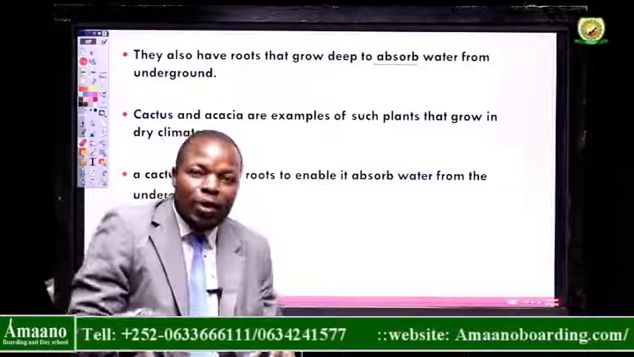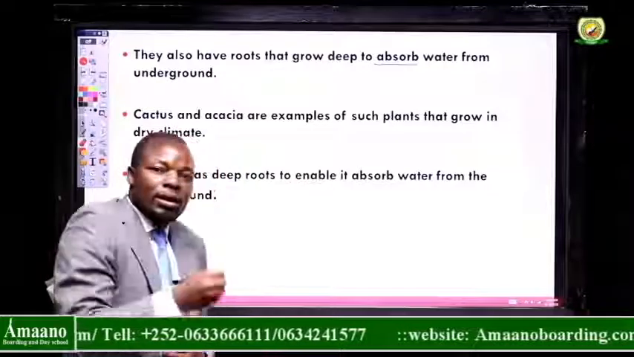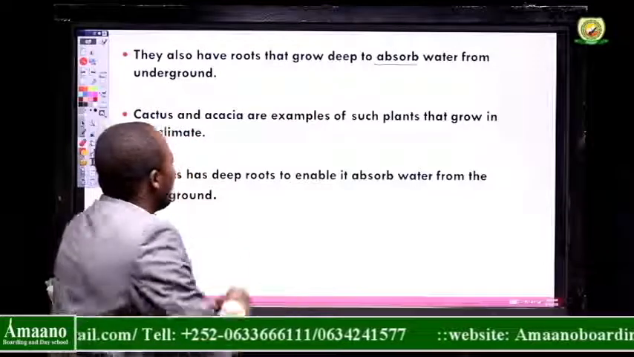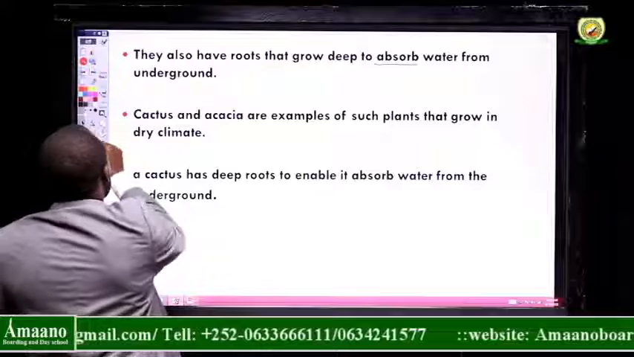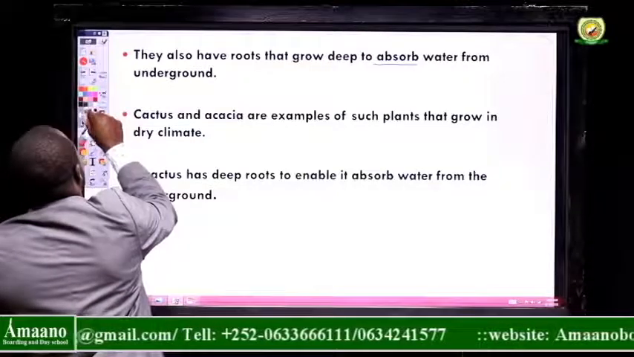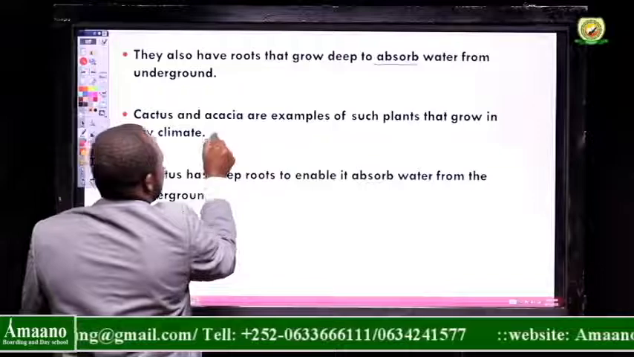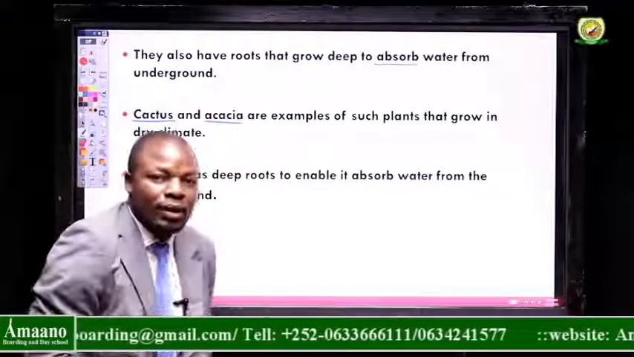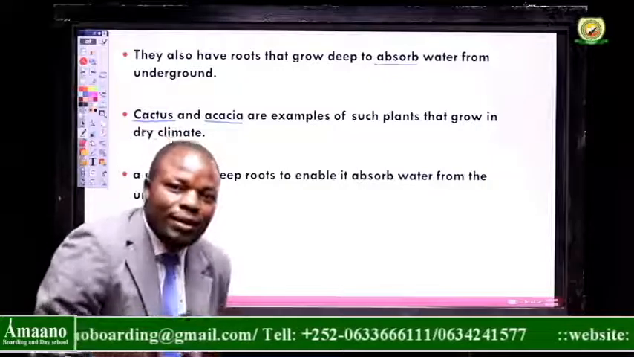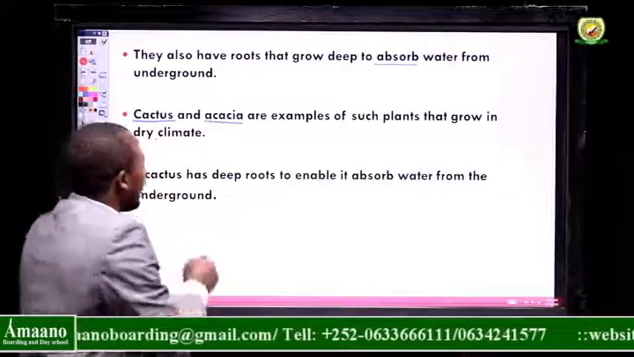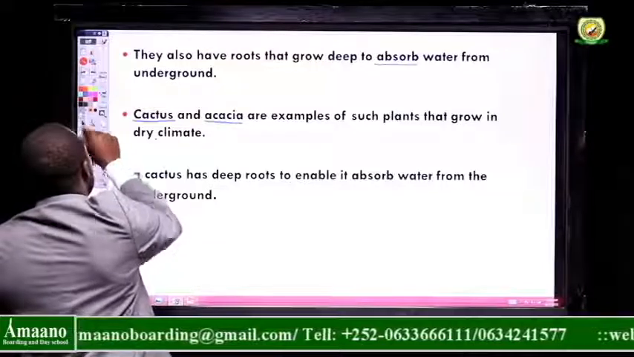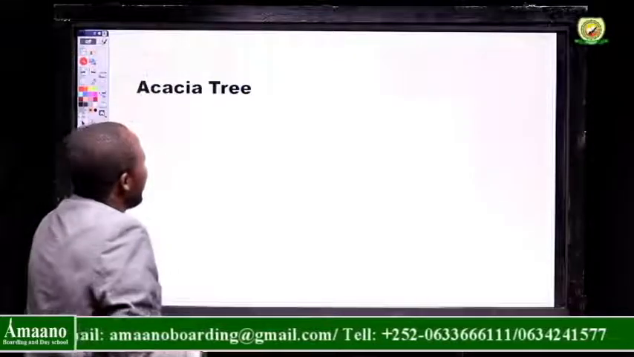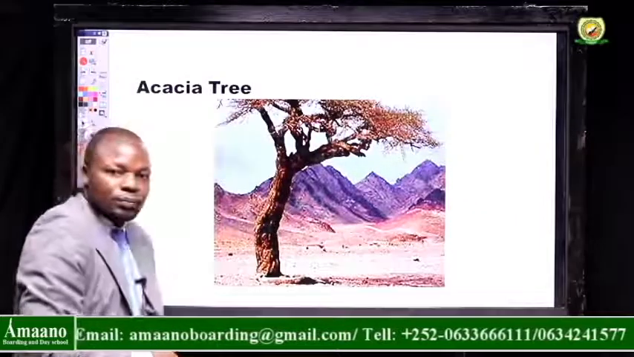Examples of such plants in our area where we live that have deep roots that absorb water from the ground are, one, here we can see a plant like cactus. Cactus is an example of such a plant, and also an acacia. Now, most of you must have seen cactus. Cactus actually is a plant that can survive very well. And here is an acacia tree.